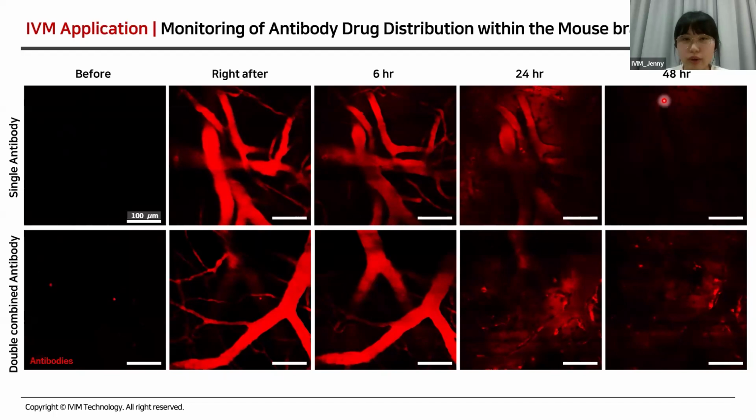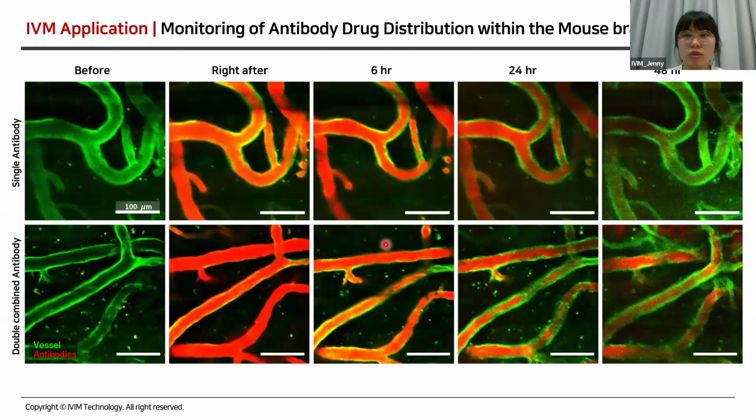Notably, at the 48-hour time point, the double antibody drug exhibited a wider and greater distribution pattern within the brain tissue compared to the single antibody drug. This suggests that the double antibody drug had a relatively higher delivery efficiency into the brain tissue.